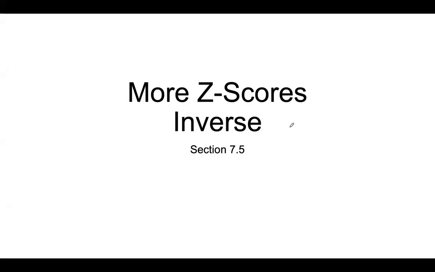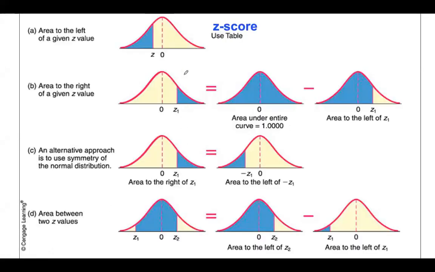So we're going to talk about the z-score even more now in this section. So this is a bit of a summary. The area to the left, so here is our 0, to the left is our z-score. Area to the right is equal to basically the whole area minus that area to the left. Or we can use this alternative approach if we wish.